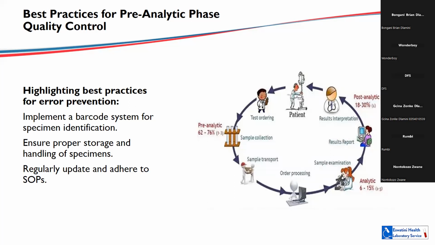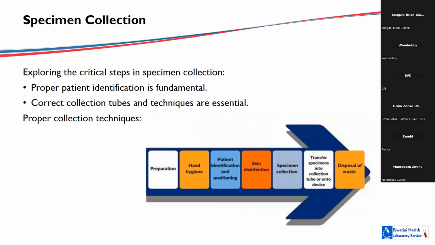We need to ensure proper storage and handling of the specimen, even pre and post analysis. And then we need to update and adhere to our SOPs. If we say in our quality manual that we review our SOPs every 2 years, that's what we are supposed to do. Okay, let's look at the specimen collection itself.